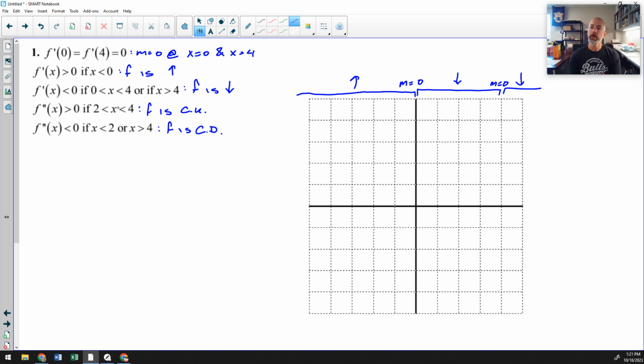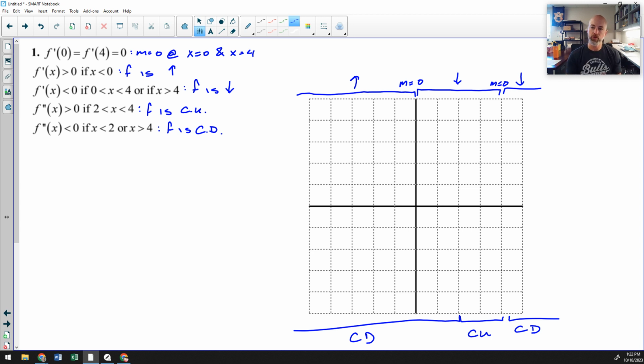And then as far as concavity, between 2 and 4, so here I'm between x equals 2 and x equals 4, I'm going to make a note to myself that I am concave up. And then everywhere left of 2 and everywhere after 4, we are concave down. So this is how I organize my work, organize my thoughts. Then I look at this and I try to figure out how I'm going to piece all of this together.